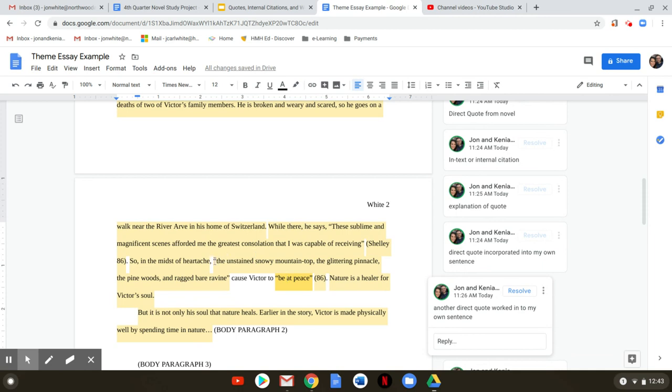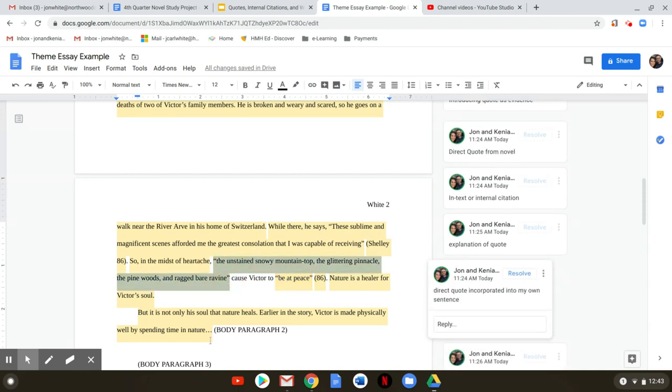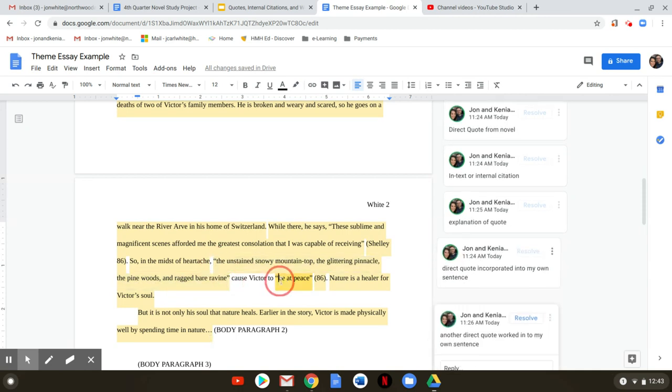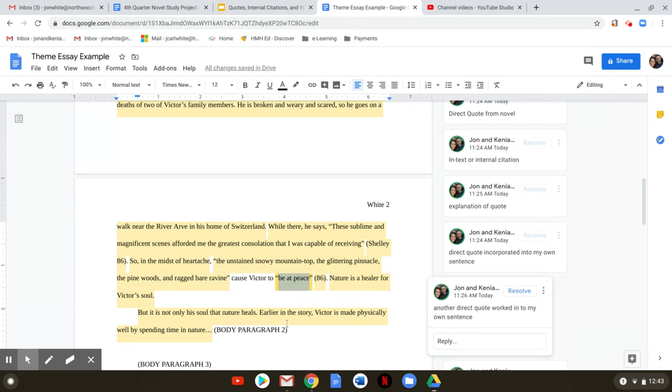Notice, this text is quoted. Those are his words. This text is quoted. Those are his words. And I have used them in my sentence, just little pieces of his sentences. I've put them into my sentence to explain this quotation. So in the midst of his heartache, because the monster has killed people that he's close to, these things, these visions of beautiful natural landscape, cause him to be at peace.